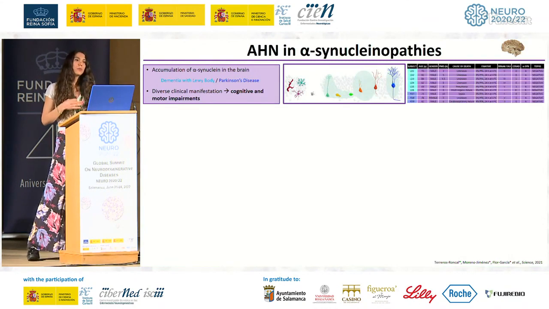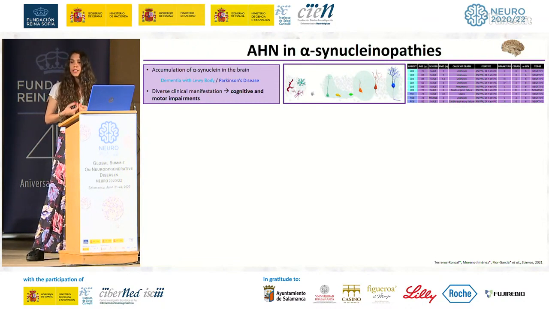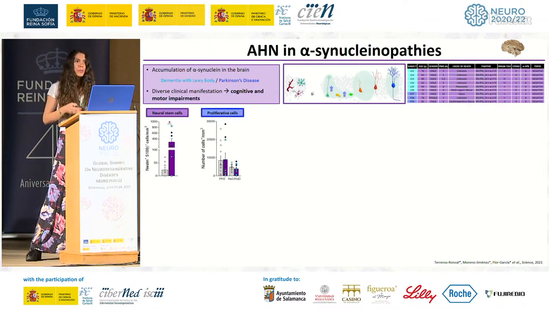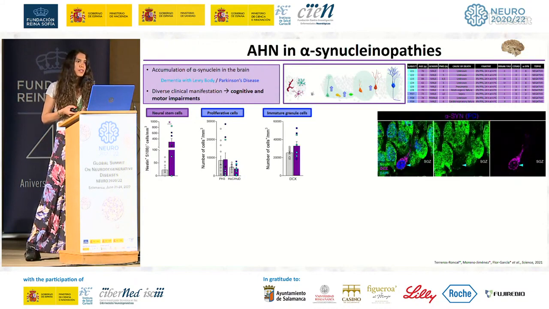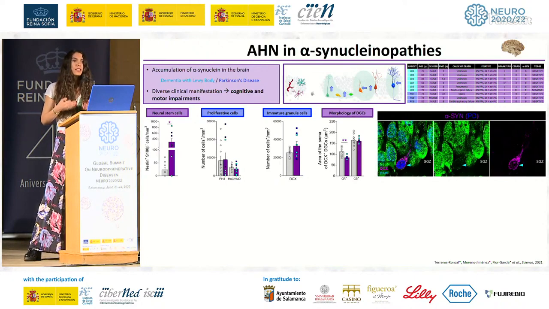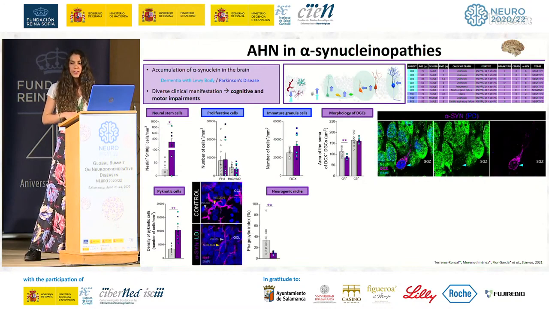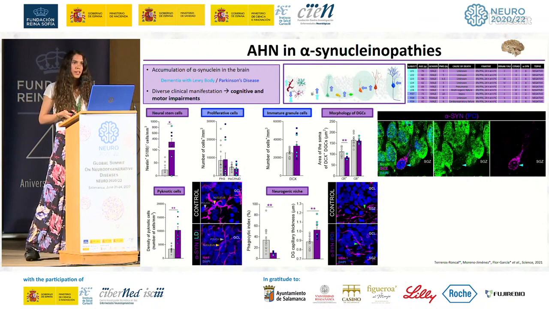In this slide, data obtained from patients with dementia with Lewy bodies are represented in blue, and the data from patients with Parkinson's disease are represented in dark blue. So in these patients, we observe an increase in neural stem cells, and particularly in Parkinson's, there is an increase in proliferative cells and in immature dentate granule cells, and the morphology of the latter cells is altered in both alpha-synucleinopathies. And as we have observed in ALS patients and Huntington's disease patients, there is also an increment in the number of pyknotic cells in these patients, accompanied by alterations in the neurogenic niche, such as alterations in the microglial cells and in the dentate gyrus capillary thickness. And moreover, there is an increase of astrocytes in Parkinson's disease.